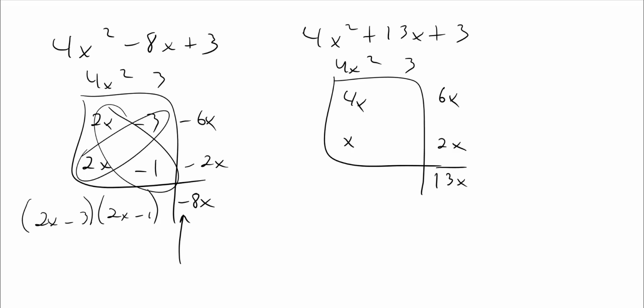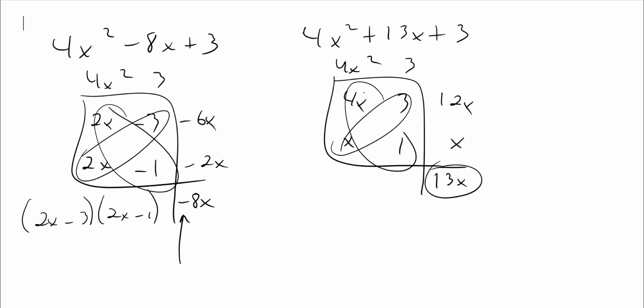Let me erase this here too. If I did 3 and 1, I can see that's going to work out because this is 12x and this is 1x. 12x plus 1x is 13x, so that's your answer. x plus 3, 4x plus 1. Okay. It's not bad, not bad. Okay, I got a few more to do. So bear with me.